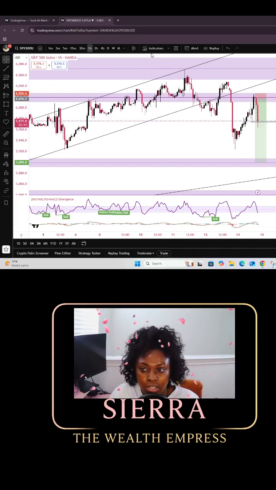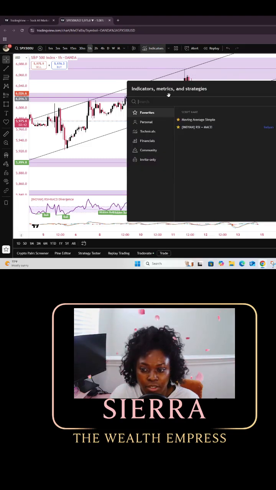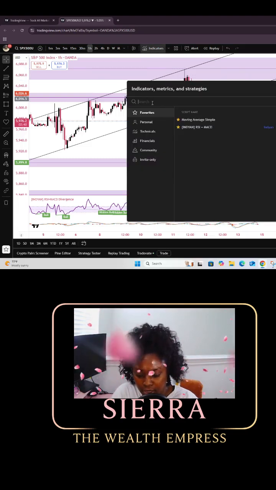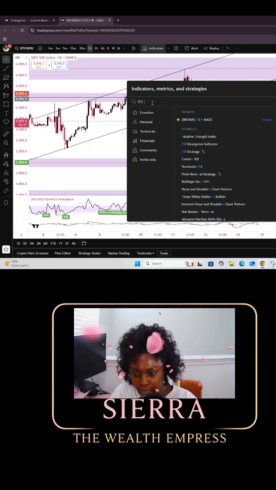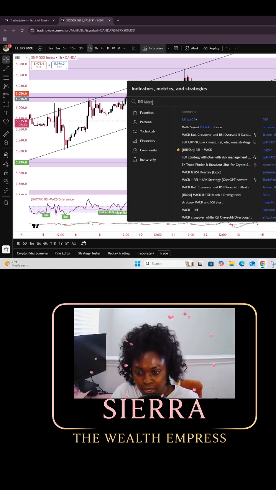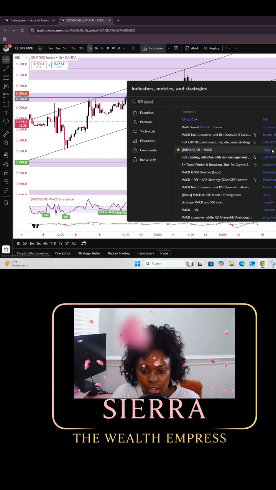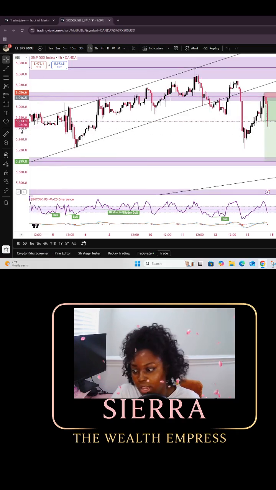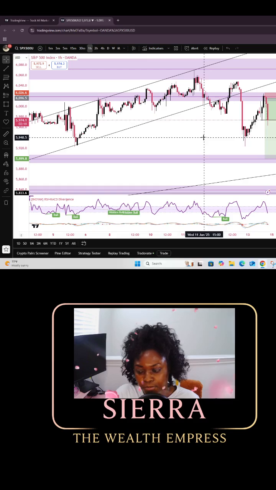Okay. How do you get this indicator? You just click indicators, type in RSI MACD. Okay. And you'll see this guy, INDYAN. You want his indicator. These are the creators of the indicators. You want his indicator because I love his settings. His settings were perfect. I didn't have to change anything. They were literally perfect.